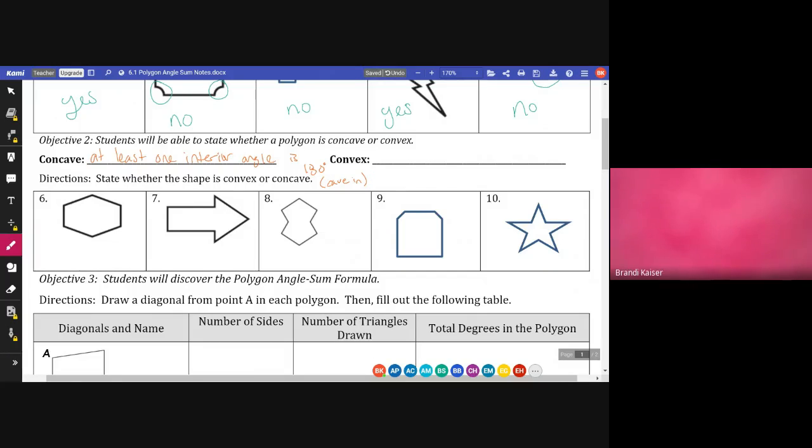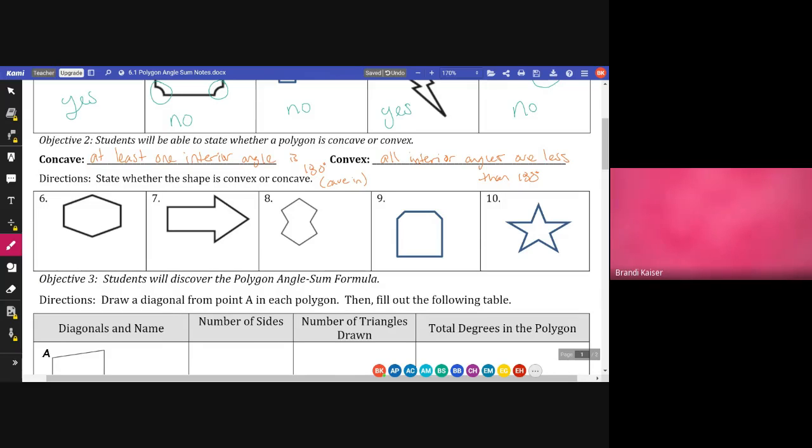So think cave in, like it's pointing inwards. The sides are going to point inwards, and that's going to indicate that one of the angles is greater than 180. Now convex is the opposite of that. All angles are less than 180, or all interior angles. So you're looking on the inside of the shape and not on the outside. Most of our shapes that we focus on are convex shapes, but it's better to understand the difference here.